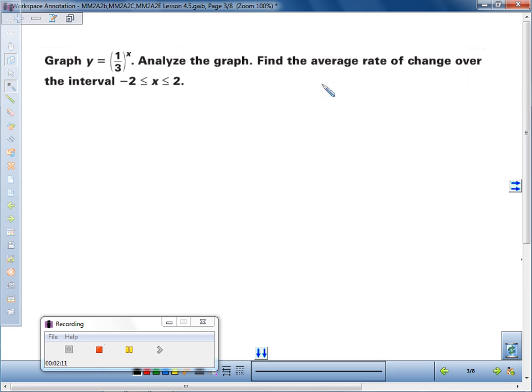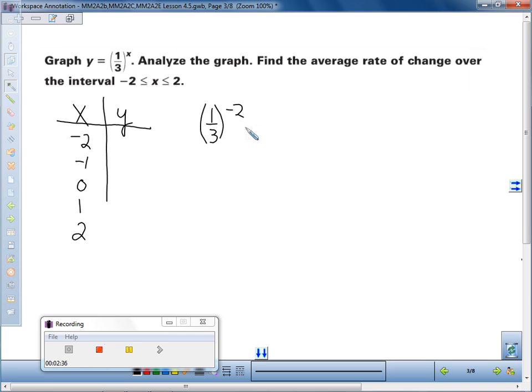Now, we'll do more than asked here since this is our first example. But let's start out by getting some points. Now, we're going to do the integers from -2 to 2. So we have -2, -1, 0, 1, and 2. And then we're going to come up with the y values, which would be the range. So if I put in -2 for x, since this is a negative exponent, if I flip it around, I can make it a positive exponent. So I'm going to end up squaring 3 and getting 9.